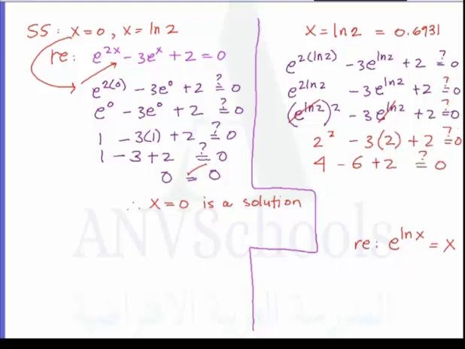Okay, it seems like our argument is valid. So this is indeed equal to 0. Therefore, x is equal to ln of 2 is a solution, which makes both of the computed values solutions of the given original equation e raised to 2x minus 3e raised to x plus 2 is equal to 0.